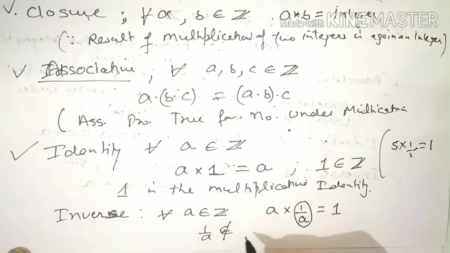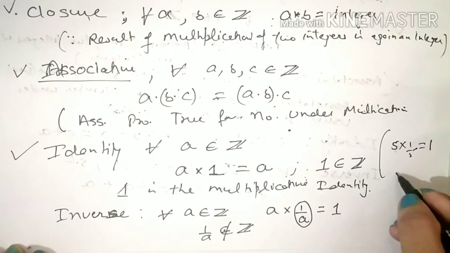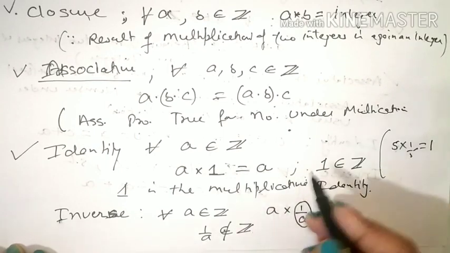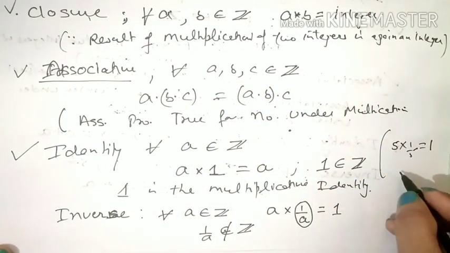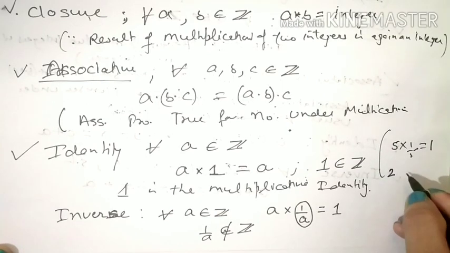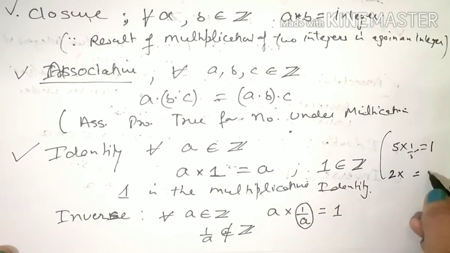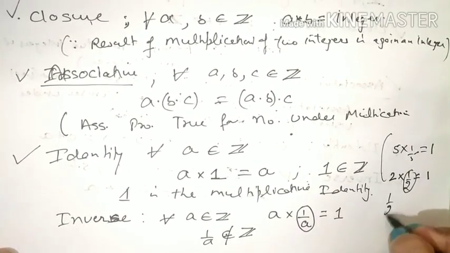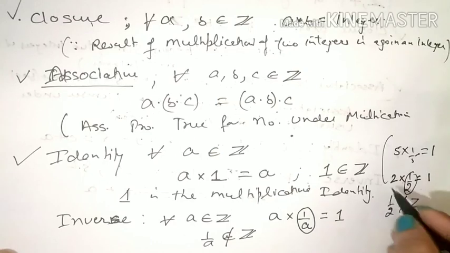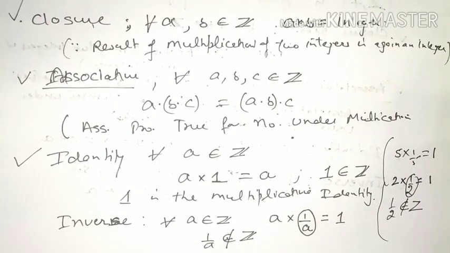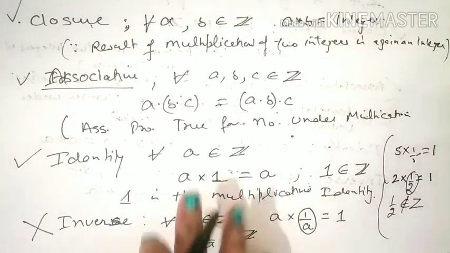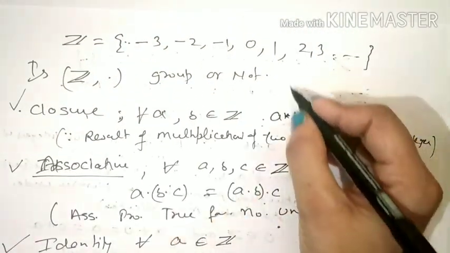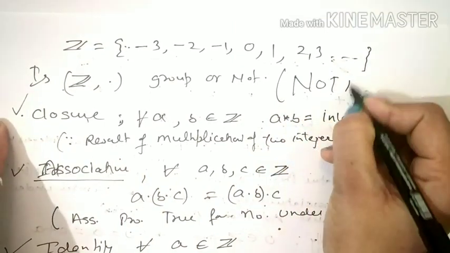But 1 upon A, does it belong to the set of integers? No, it doesn't belong to the set of integers. Like the identity element in this set is 1. So for every element, for 2, what will be the element that when multiplied with 2 gives us 1? It is 1 by 2. But 1 by 2, does it belong to the set of integers? No. So the set of integers does not have the inverse of every element, so this property does not hold. So we will say this is not a group.